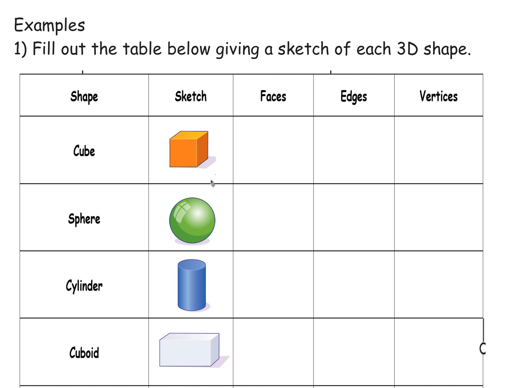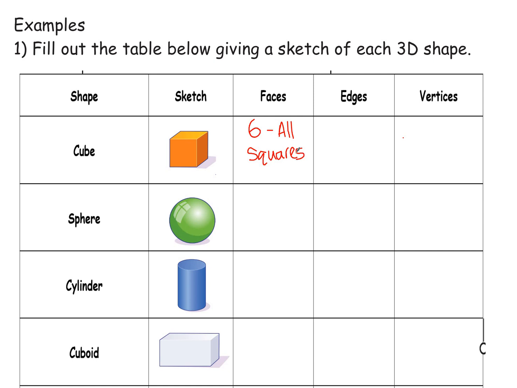So here, as you can see, I have put in a sketch of these 4 shapes. Please just draw these as best as you can using a pencil, and then let's have a look at what the faces, edges and vertices are for a cube. Now the faces, think about a dice. Okay, that is a cube. How many sides or faces does a cube, a dice, have? And we know it has 6 faces, and they are all squares.